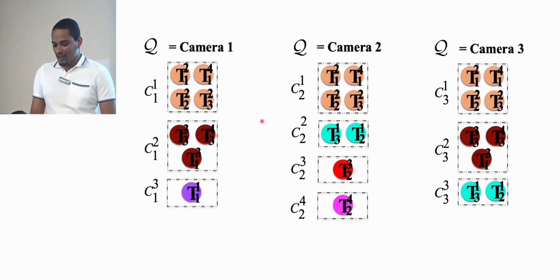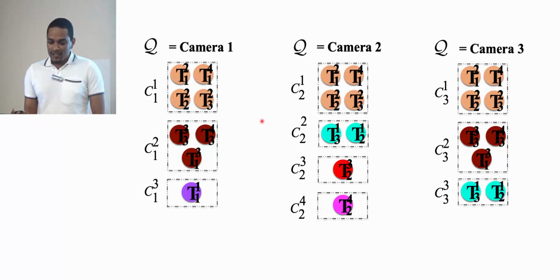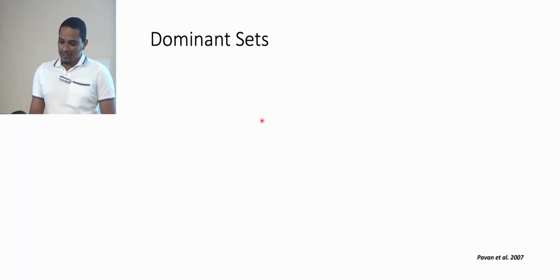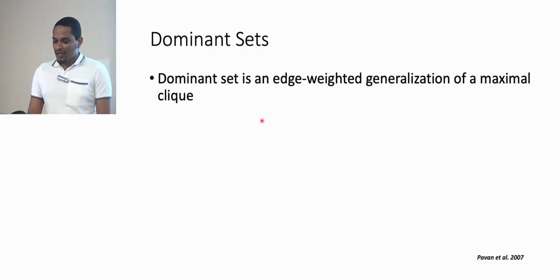So far we have seen how we formalize within and across camera tracking using the underlying clustering algorithm. So let's see how we can actually find those clusters using the proposed clustering algorithms. So let's start by defining what dominant sets are, what dominant set clustering is. Dominant set clustering is actually a generalization of maximal clique to an edge-weighted graph.